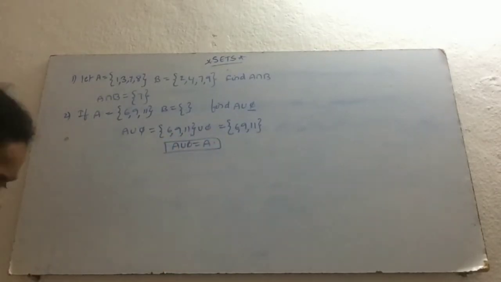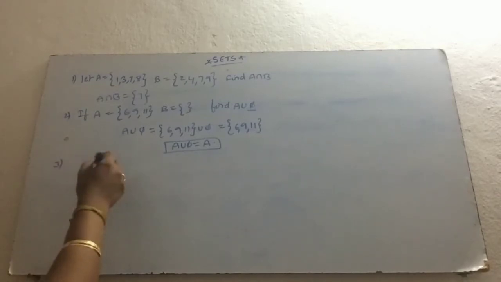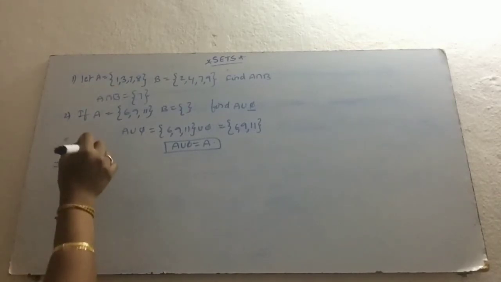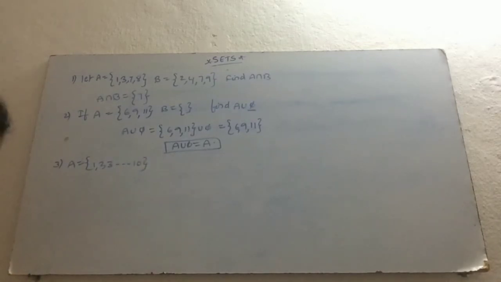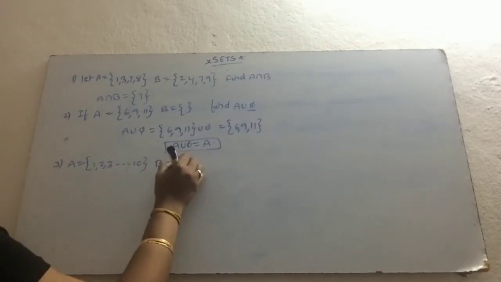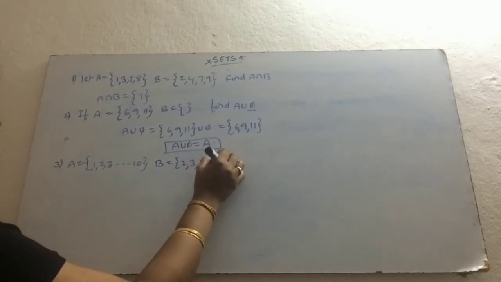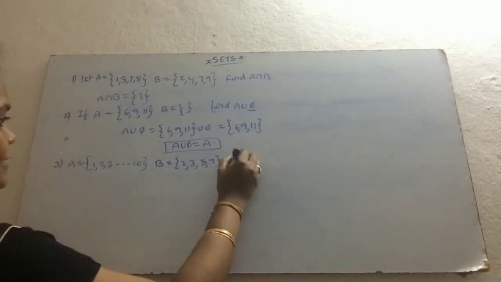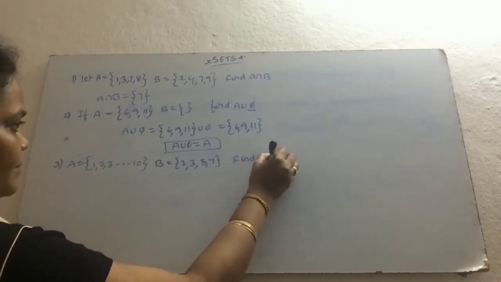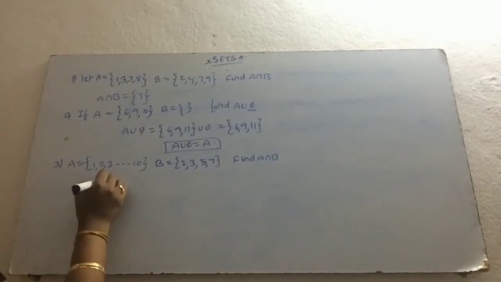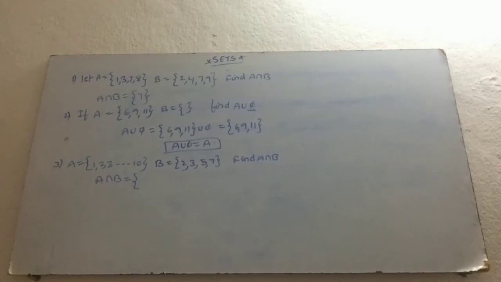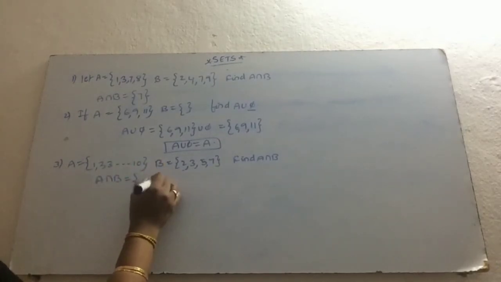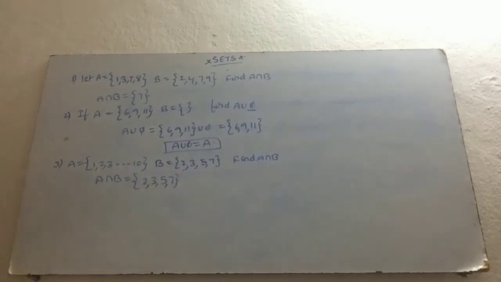And the next, A equal to {1, 2, 3 and so on up to 10}, B equal to {2, 3, 5, 7}. Find A intersection B. A intersection B means common elements. That means 1 to 10 they gave A. So that means 2, 3, 5, 7 are the common elements.